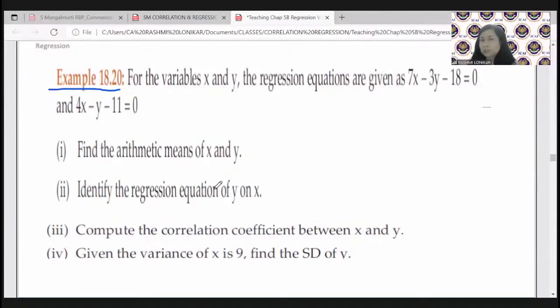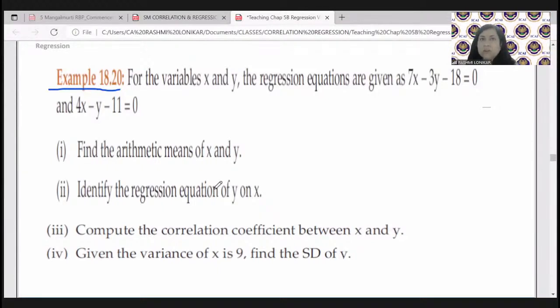Okay. So I think Mayur or somebody was asking. Up till now, data was given and you were asked to find the regression lines. Now we are going to the other part where you already have regression lines. You have to identify which is y on x and which is x on y.